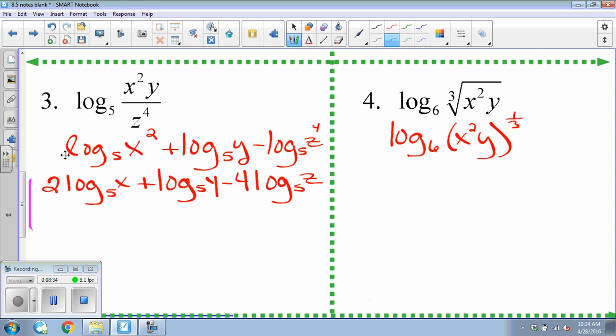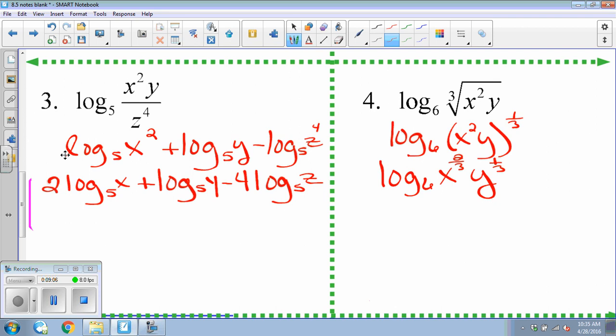Okay? Now, you are not going to move that exponent out in front. You need to simplify what's in those parentheses. How do we raise a power to a power? What do we do with them? You multiply them. When you have a power and you raise it to another power, you multiply them. So let's do that. So this will be log base 6 of x to the 2/3 power, y to the 1/3 power.